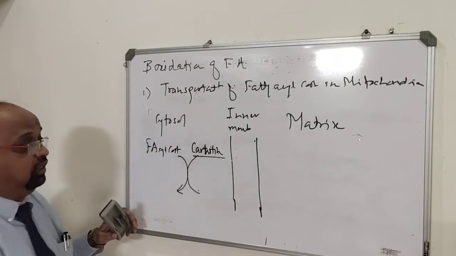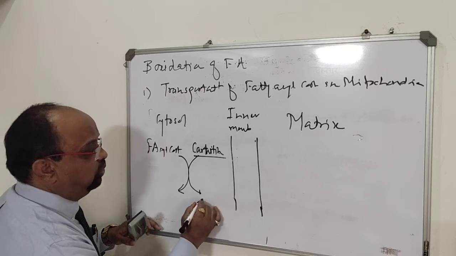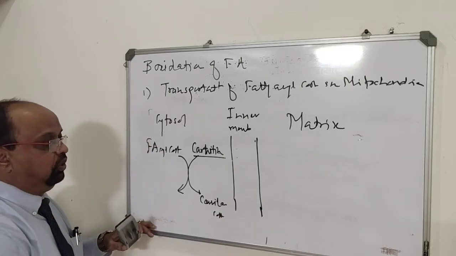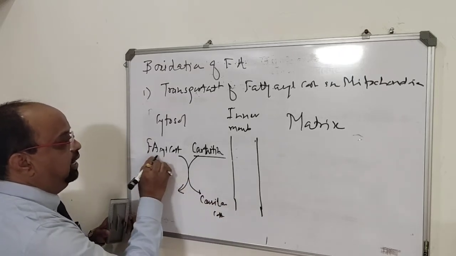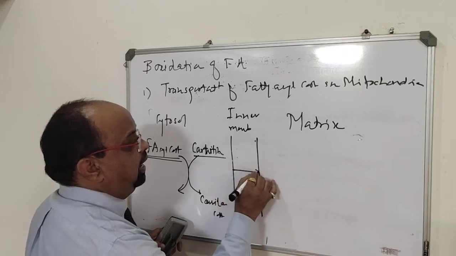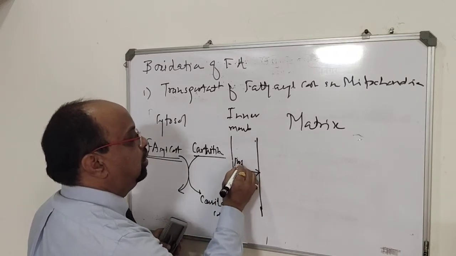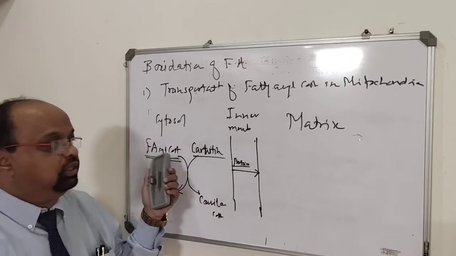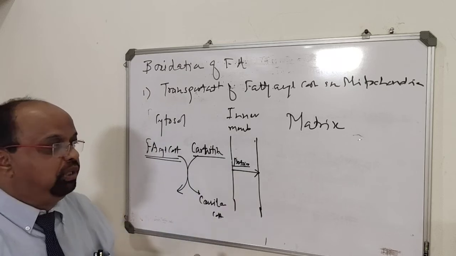And this carnitine gets converted into acyl carnitine, and the CoA is released. The fatty acyl CoA is converted into a fatty acyl group. This is transported across the inner membrane of mitochondria by certain proteins. These are called the transporting proteins. They help in transportation of this fatty acid inside the matrix of the mitochondria.